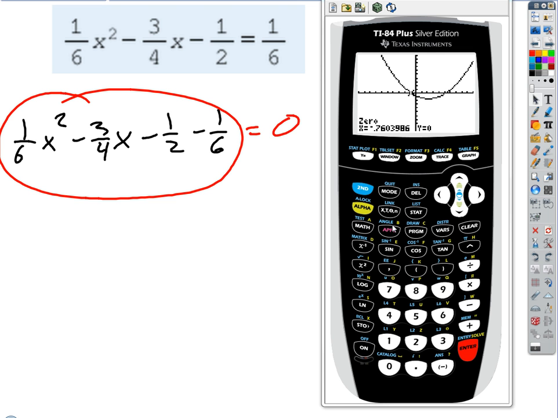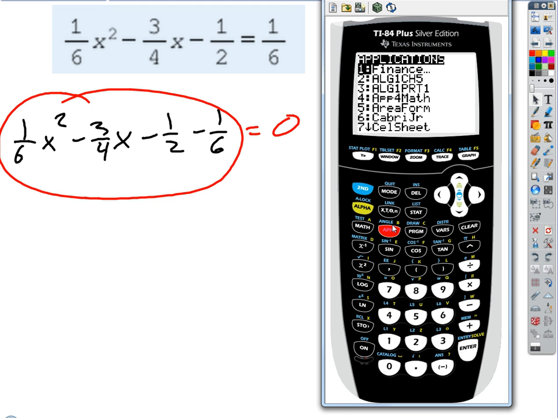So if you go to apps, and if you don't have a ton on there, you can probably just go down to the bottom. You want the one called Polysmoke 2. I've got a lot of apps on here, so I'm gonna go alpha P to skip to the P's. There it is right there, Polysmoke 2.